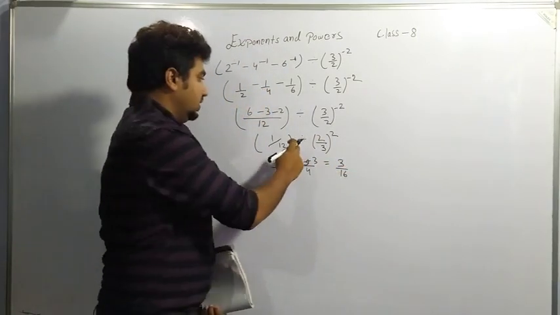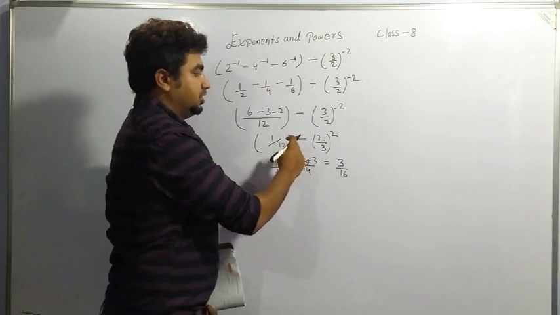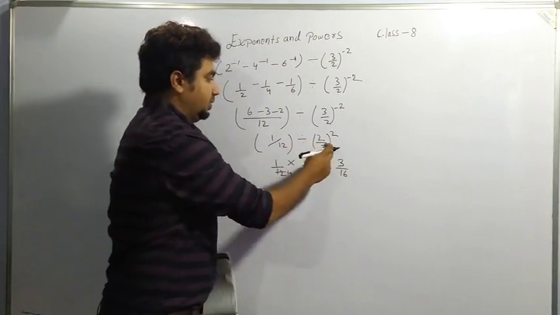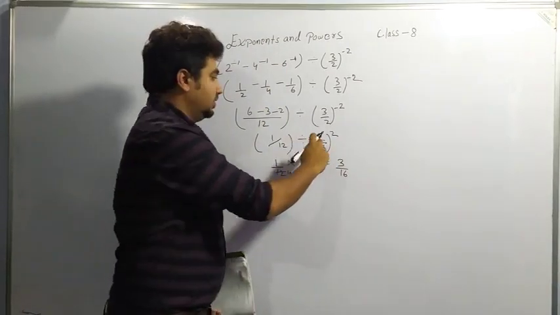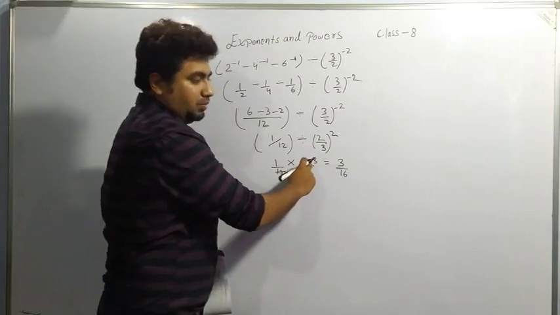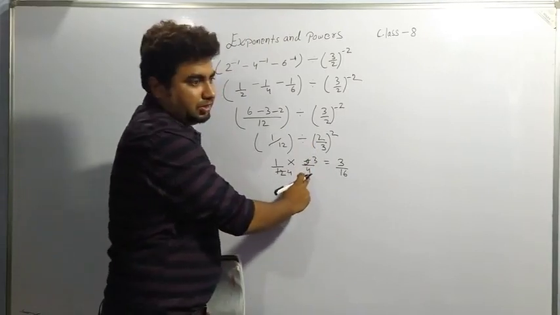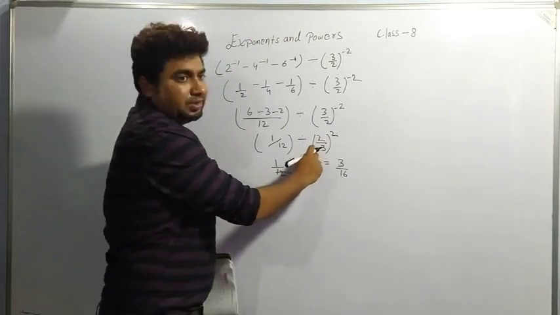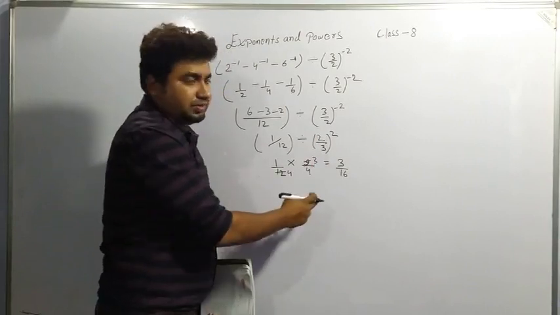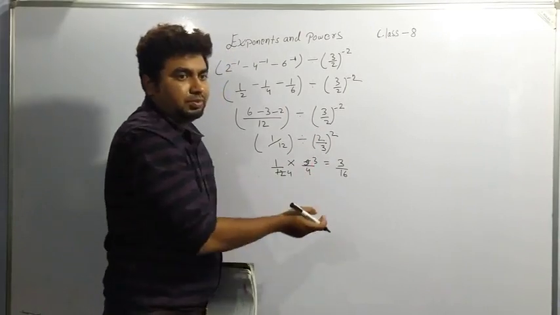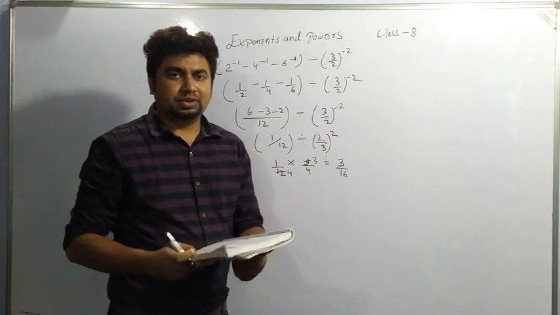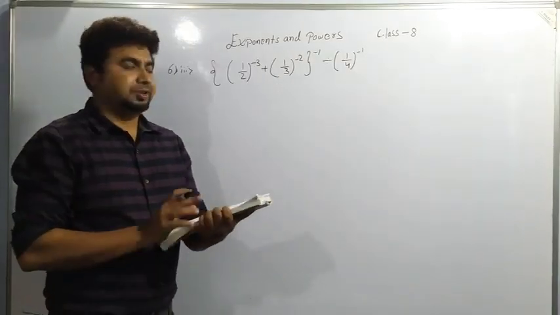As we have discussed in rational numbers, if you want to change the sign of division into multiplication, reciprocate the denominator with numerator and numerator with denominator. 3 square is 9. That's why I have written 3 square as 9 and 2 square is 4 in the denominator. Okay, now we'll be moving to question number 6 part 3.